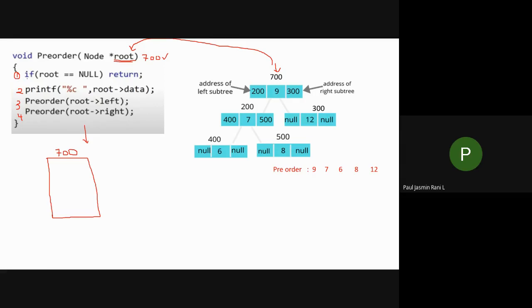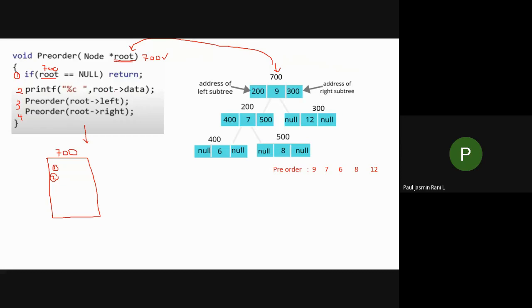So what is the first statement over here? The first statement: if root is equal to null, you have to return. What is the root value? The root value is 700, which is not equal to null, isn't it? So you are not going to return. Next it enters into the second statement, where you are going to print root of data.